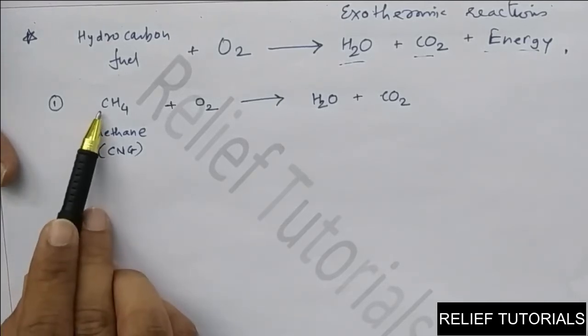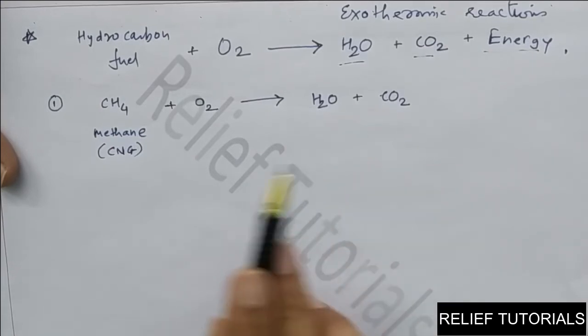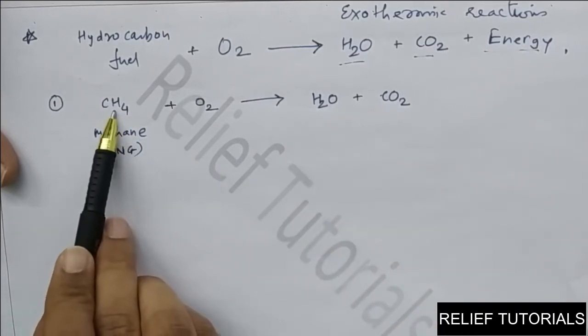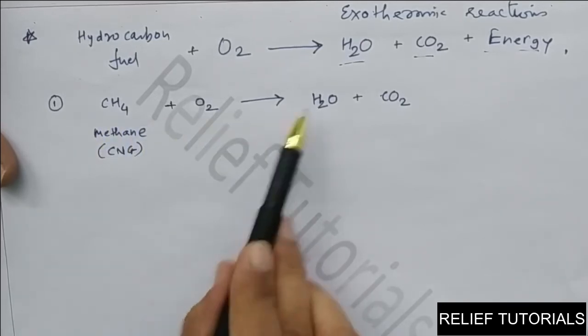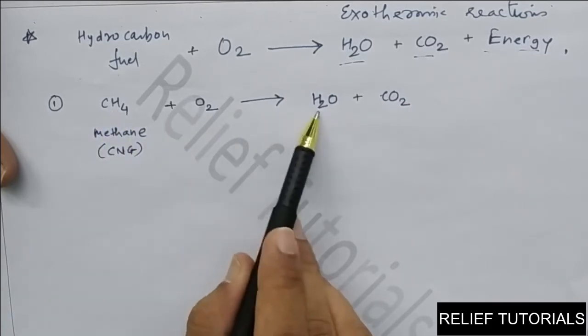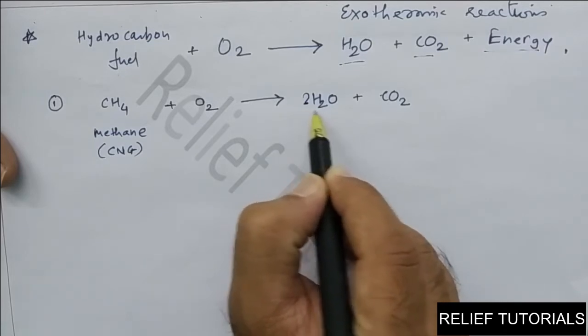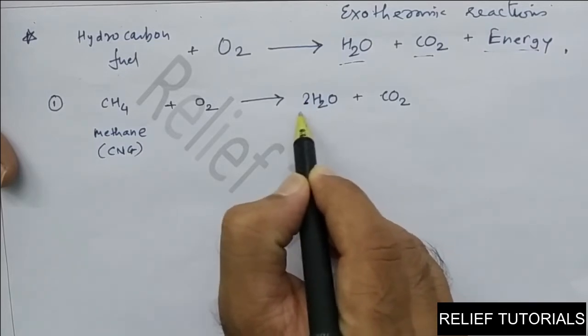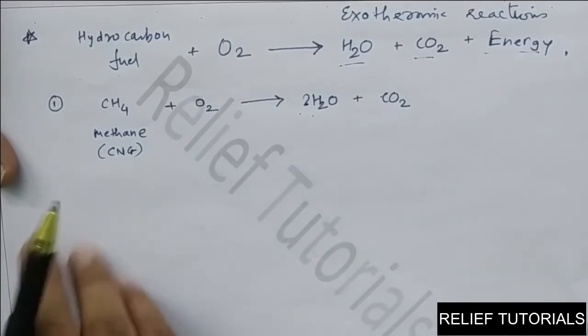Okay, how many C? 1. Here 1. So C is already balanced. H4, H2. So I think H is not balanced. So it is H4 and H2. So we can multiply this number by 2 to make it 4. So now hydrogen is 4, hydrogen is 4. C is 1, C is 1. So C and H both are balanced now.